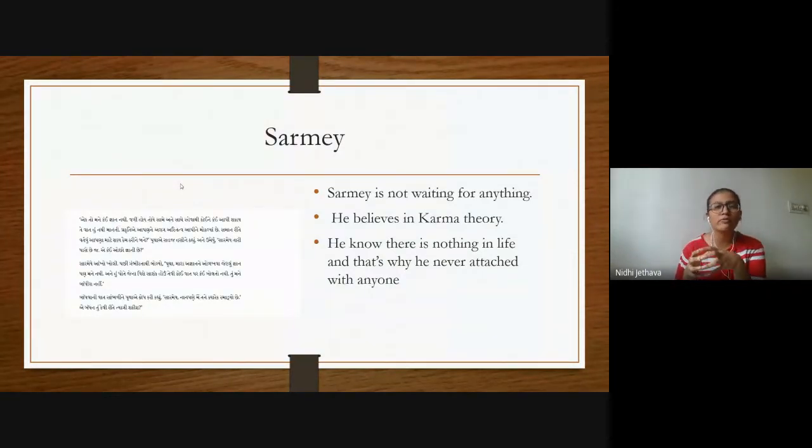Okay, the character and salvation for Sarmi. Sarmi is not waiting for anything, but ultimately he is waiting for moksha, and he knows how moksha will come. He believes in the karma theory. He knows there is nothingness left, and that's why he never attached with anyone. And I would like to quote these lines spoken by Sarmi's owner.